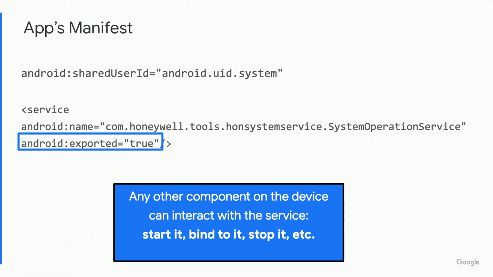The next issue is that they have a service, and in the manifest, they set this service to exported equals true. And what that means is when a service is exported, any other component on the device is able to start it, bind to it, stop it, etc. Any sort of those interactions.